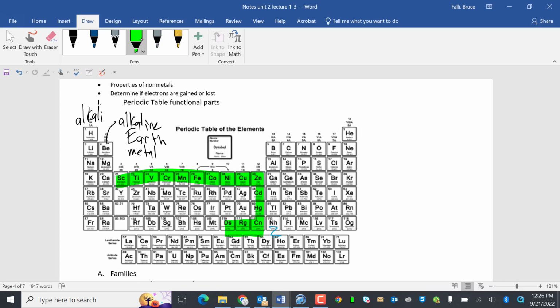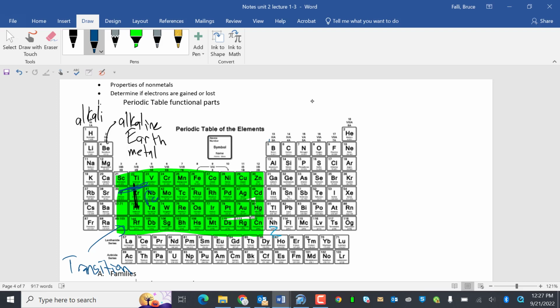And this part right here, these guys, they're not really a column, so they're not really a family, but it is okay to call them the transition metals. I'll label it in there because you can't see it. Transition metals.